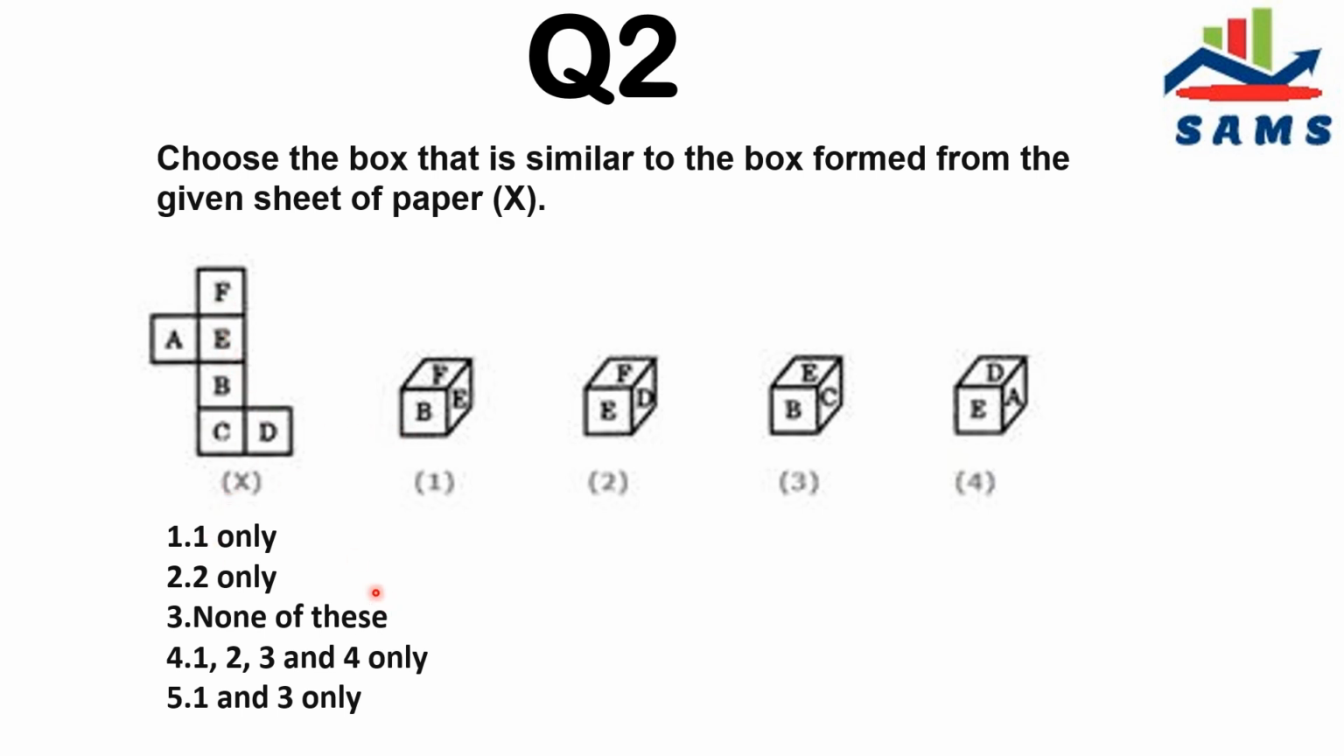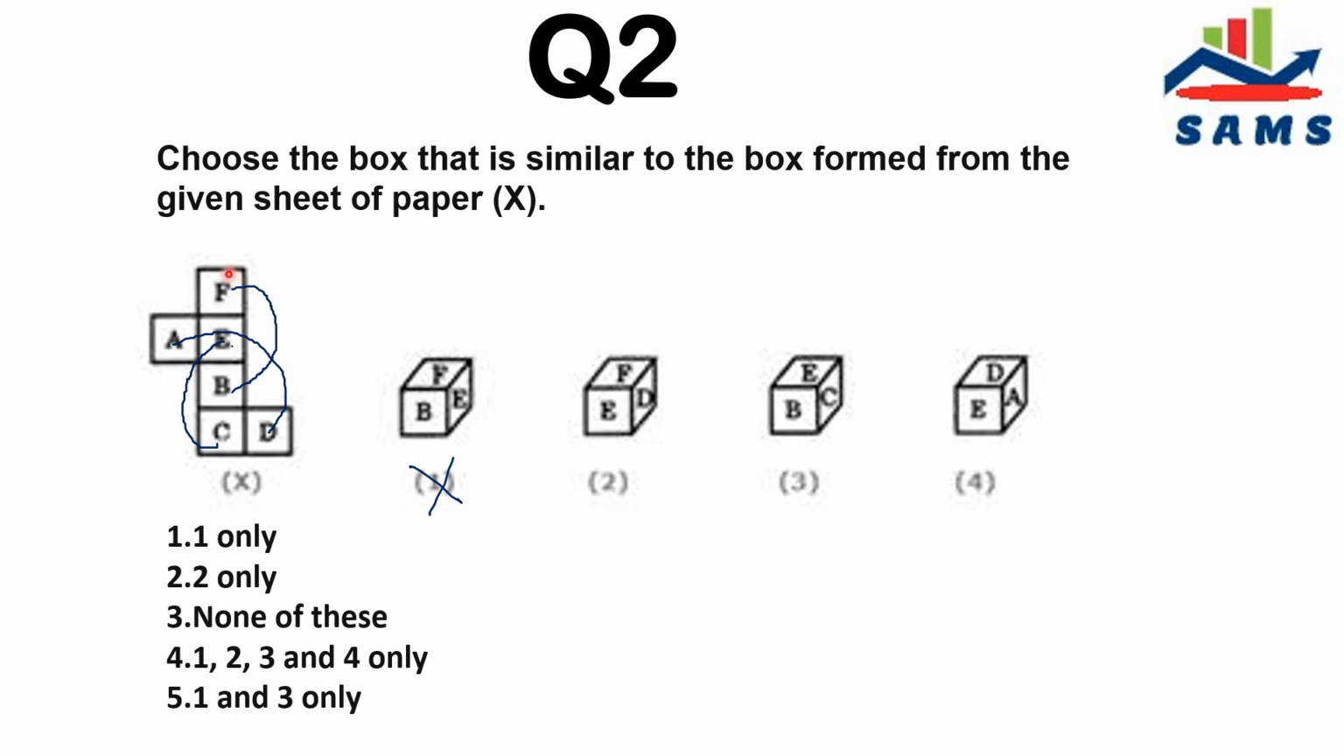So let us first identify the opposite sides here. F will be opposite to B, E would be opposite to C, and A will be opposite to D. So that should be the pattern. Now if we look at the first box or the first die that is given, F, B, E are not opposite to each other. They are adjacent sides. But we know that F is opposite to B here. So this is not possible. So we can rule out this option. Let's check with option 2 now.